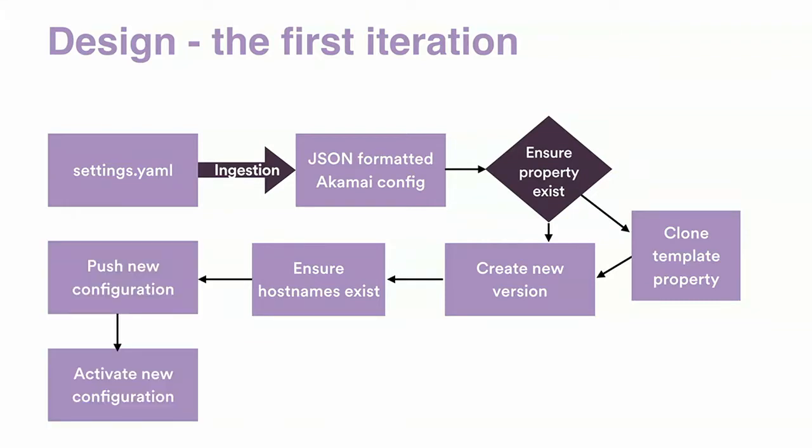The last two steps are to push the JSON configuration, and lastly to activate it to production. Or if you prefer, activate the new property version to a staging for additional testing.